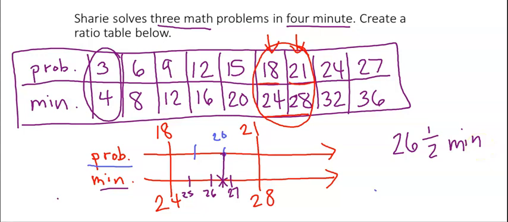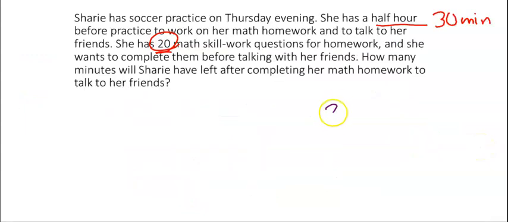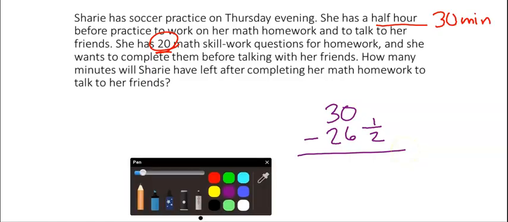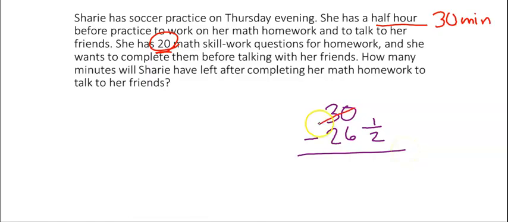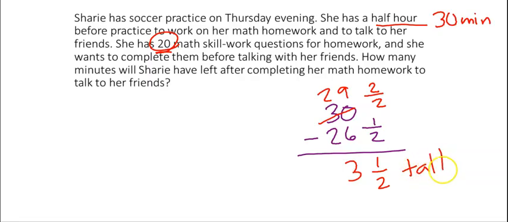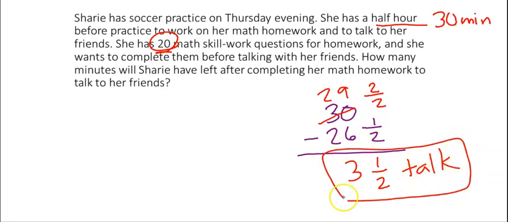Well, going back to the problem, we had 30 minutes, and we're going to subtract those 26 and a half minutes. And so we're going to end up with 3.5 minutes for her to talk to her friends after she finishes her homework.